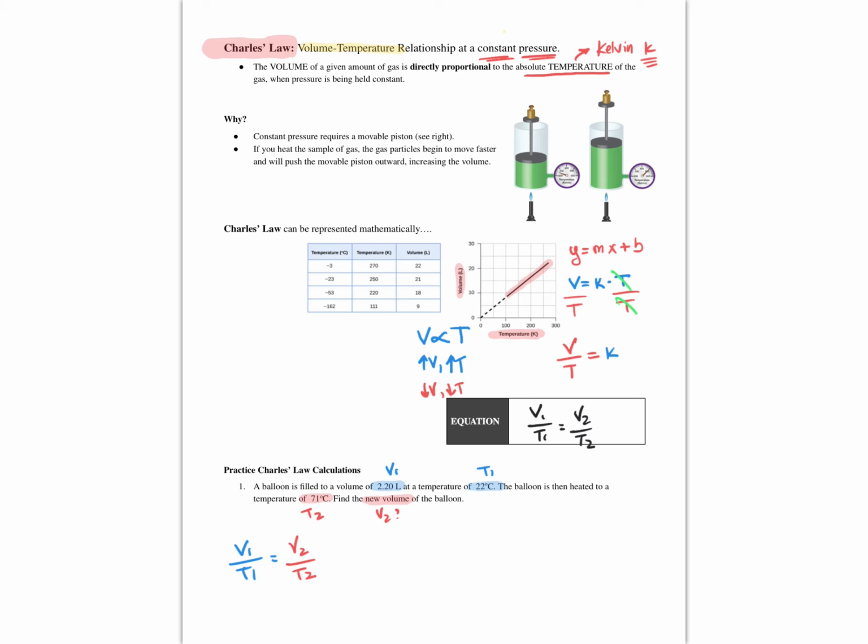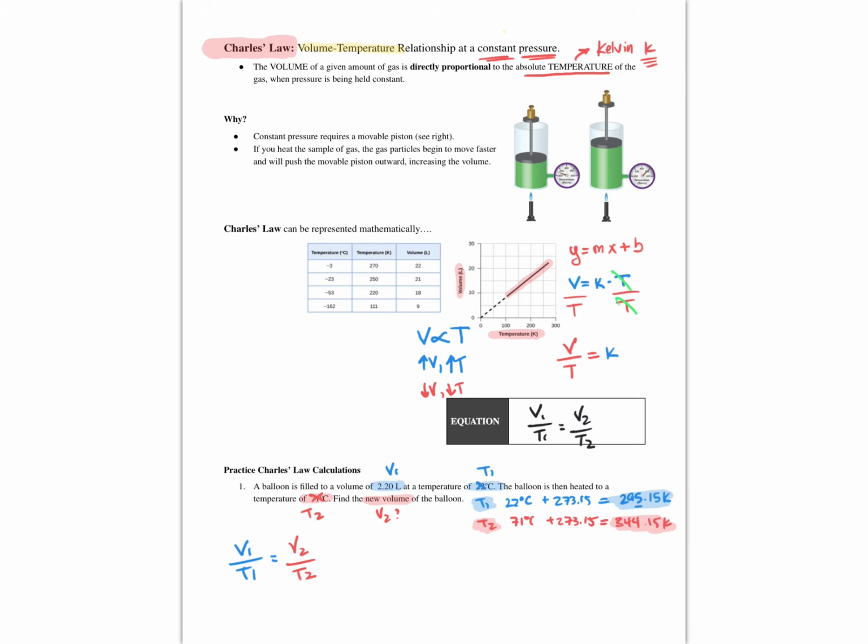So in this problem, we have a 2.2-liter balloon that is going to be heated from 22 degrees Celsius to 71 degrees Celsius. Now we know that temperature and volume are directly proportionate, but we need to focus on the fact that they're directly proportionate when you're looking at absolute temperature, not Celsius. So we're going to convert both these temperature values into Kelvin by adding 273.15.